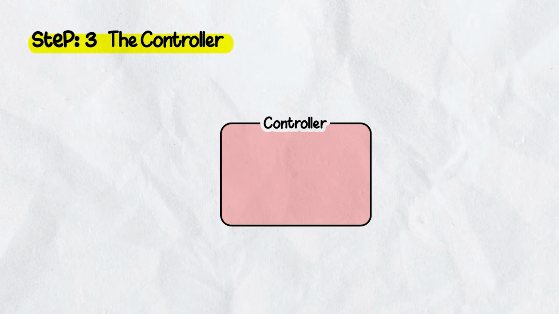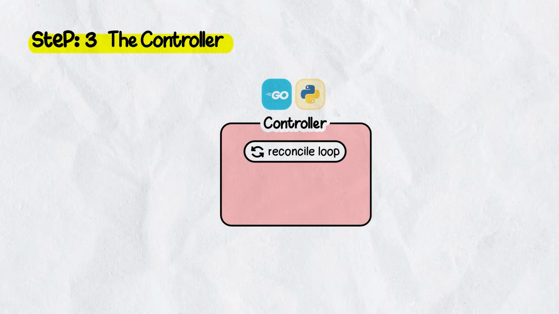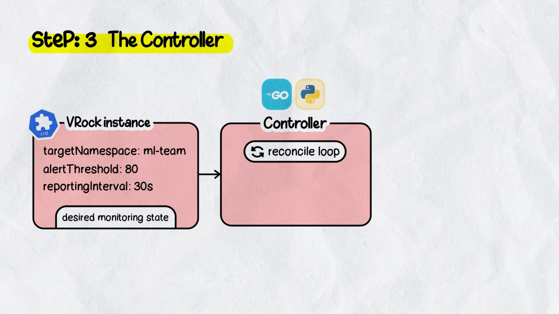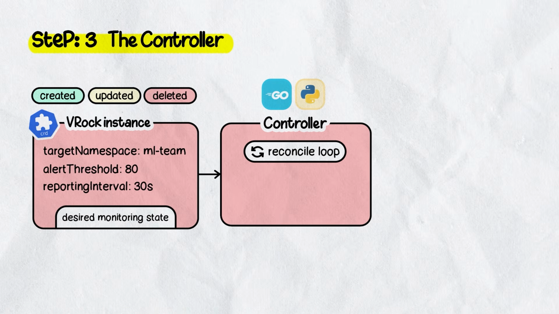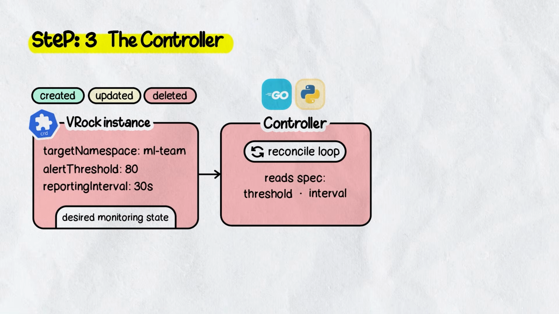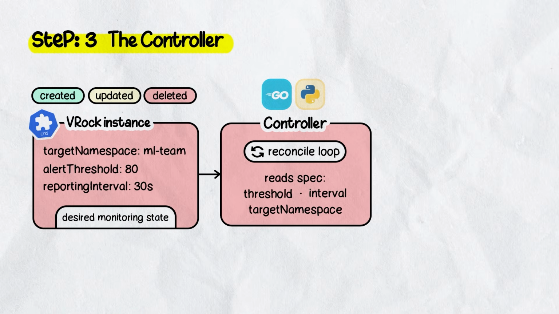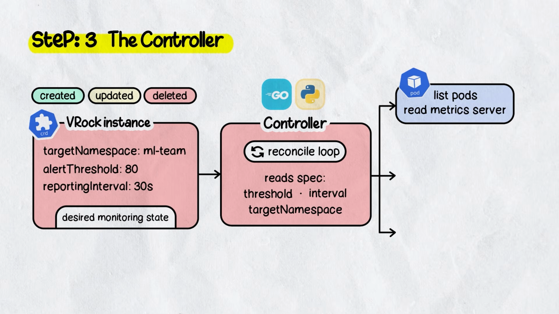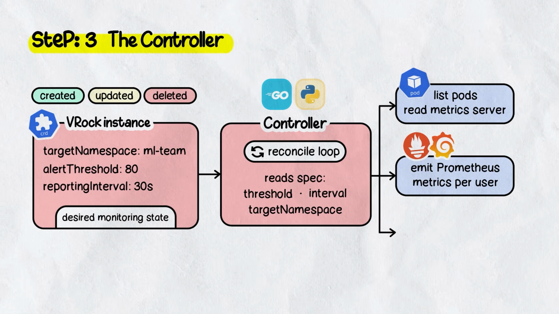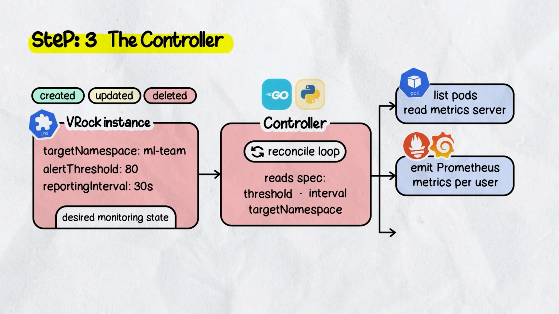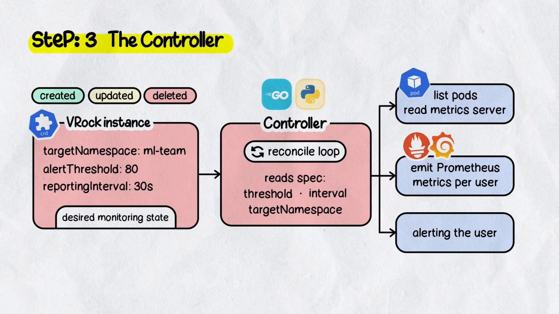Now, what is a controller? It is a small program, typically written in Go or Python, running a reconcile loop. Every time a vrock object is created, updated, or deleted, it runs your logic. It can fetch the vrock object and read its specs such as threshold, interval, and target namespace. Then it lists all the pods in that namespace and reads usage from the metrics server. It can do a bunch of other things like emitting Prometheus metrics per user so Grafana can visualize it, alerting the user, and a bunch of other activities.